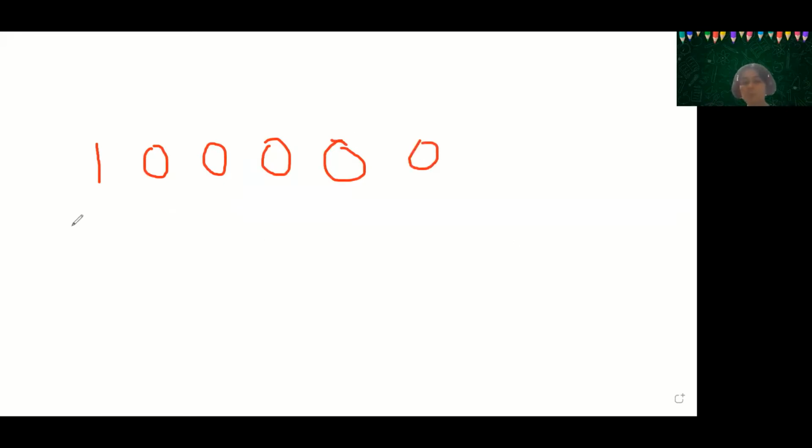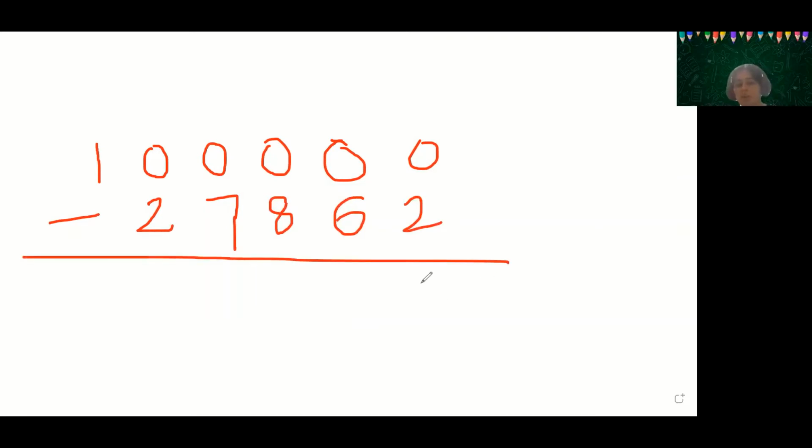So this is the number, and if we need to subtract 27862, what we need to do? First of all, we have to find out the last digit. So this is the last number. Apply the formula all from 9, last from 10, method 1. So we are doing method 1.